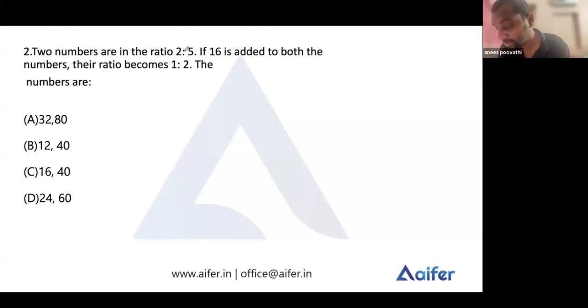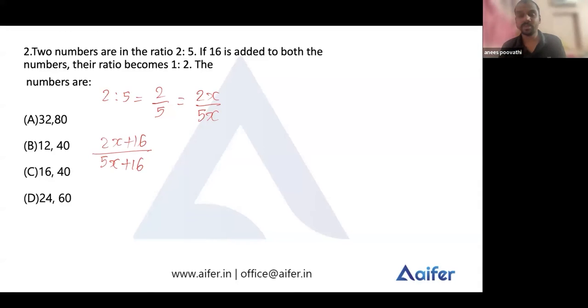So what we'll be doing, we have two numbers in the ratio 2:5, which we can also write as 2/5, which can be written as 2x by 5x. If 16 is added to both the numbers, we have (2x plus 16) by (5x plus 16) is equal to the new ratio, 1/2.